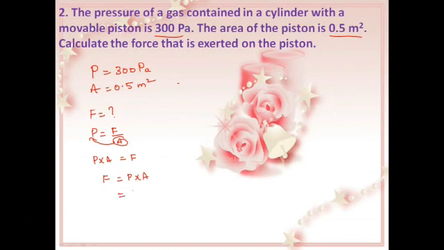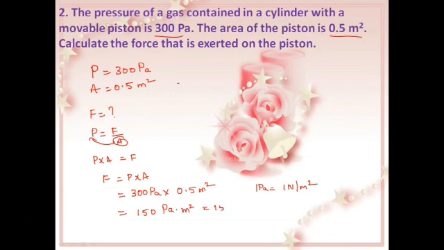What is the pressure, children? It is 300 Pascal. Area is 0.5 meter square. Okay, 300 into 0.5 is 150 and Pascal into meter square. Children, you have already learnt that 1 Pascal is equal to 1 Newton per meter square. I have already told you in the previous classes.